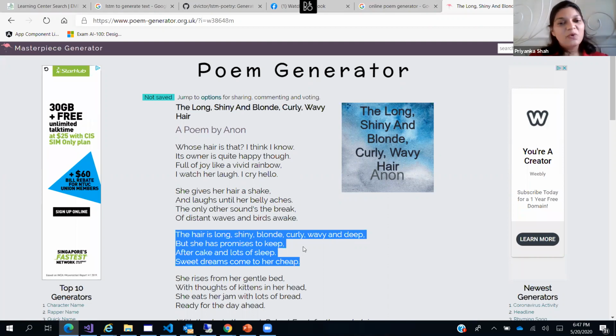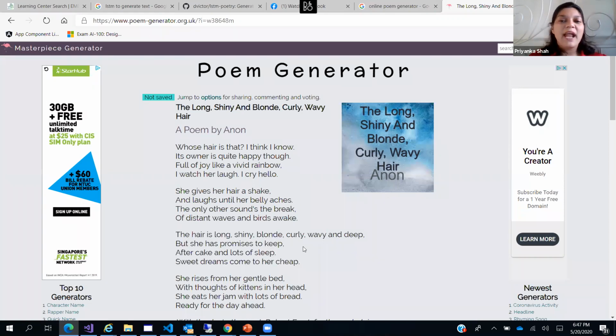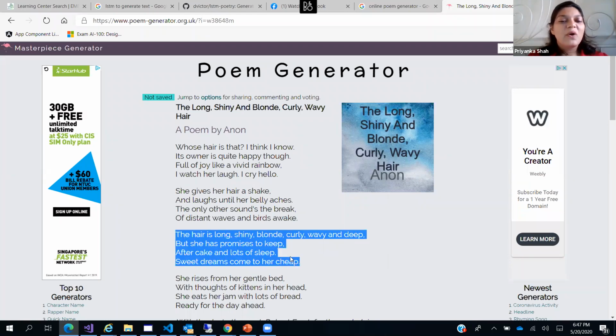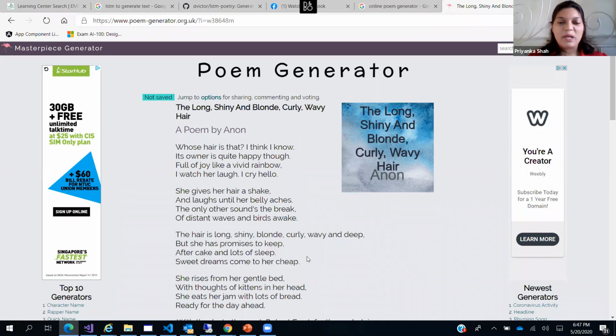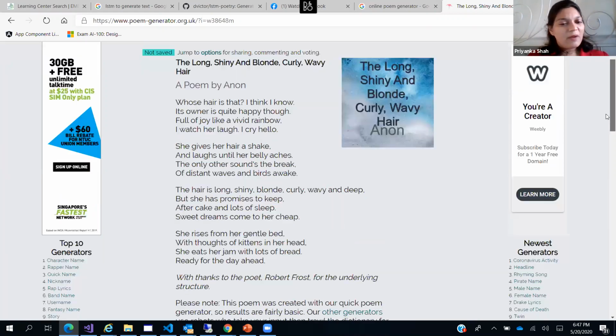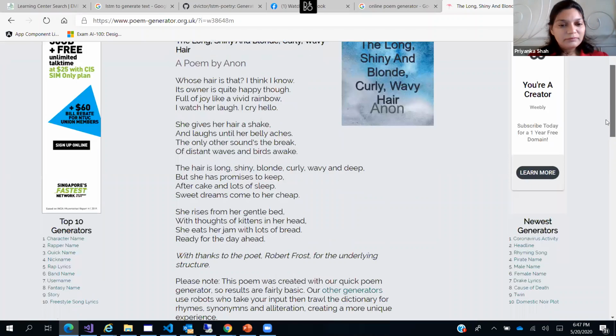So you just see how it has taken up our adjectives and blended it with the text which it has ingested, and then come out with something coherent. You cannot really discard this as inconsistent or incomprehensible text. It is quite coherent, it is grammatically correct, and it has a decent rhyme scheme also: shake, break, aches, awake, deep, keep. And the entire poem has it with thanks to the poet Robert Frost for the underlying structure.